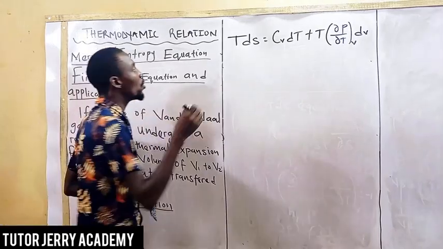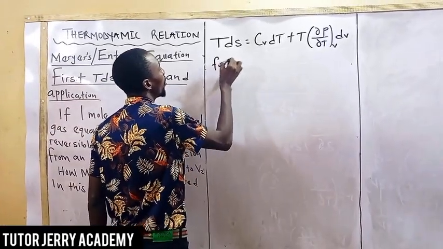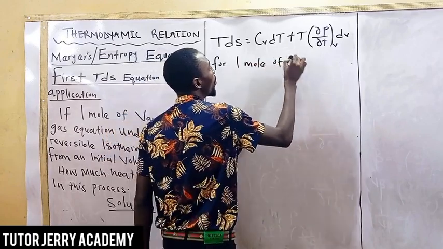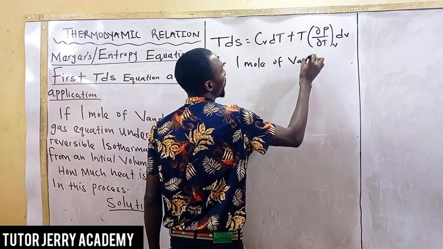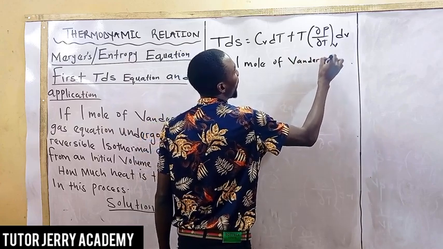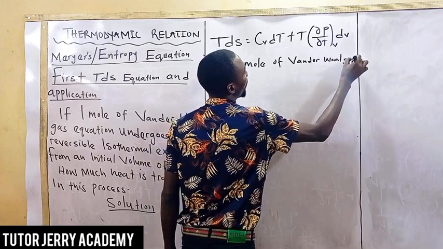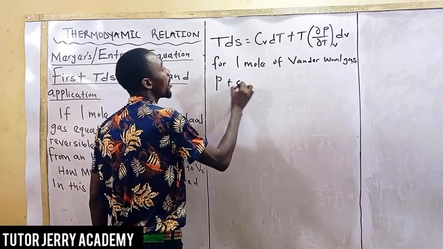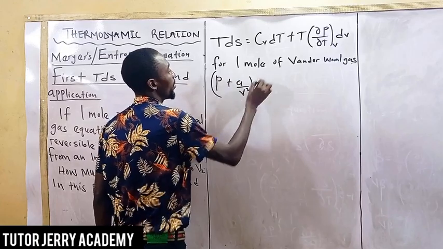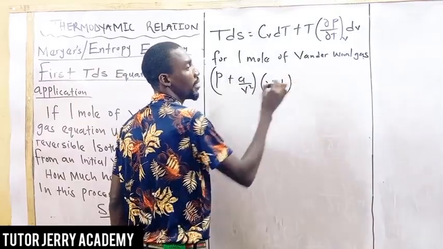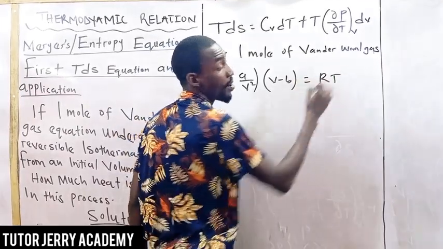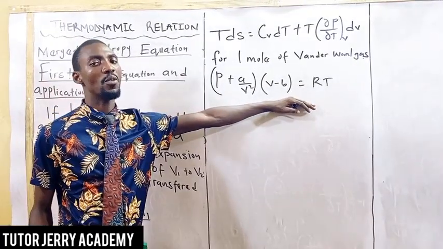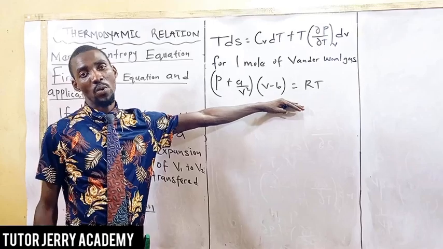You are going to note that for 1 mole of a van der Waals gas, we have (P plus a over V squared) times (V minus b) is equal to RT. All right, so this is 1 mole of a van der Waals gas. For 1 mole of a van der Waals gas, this is what we are going to have.